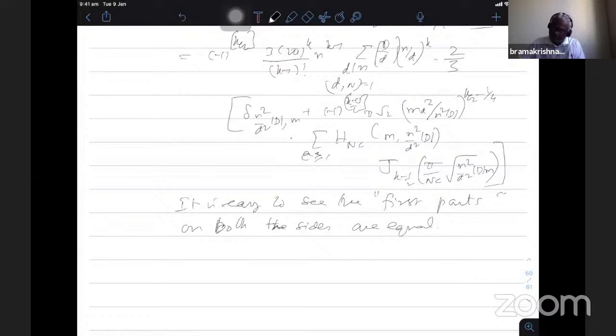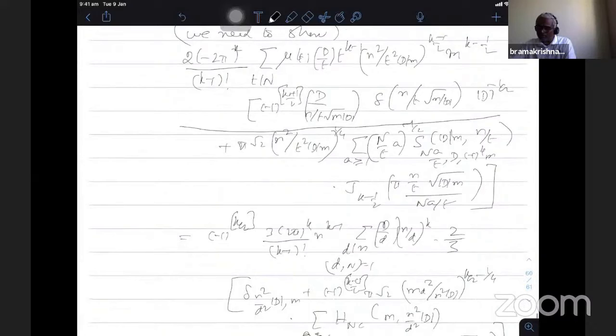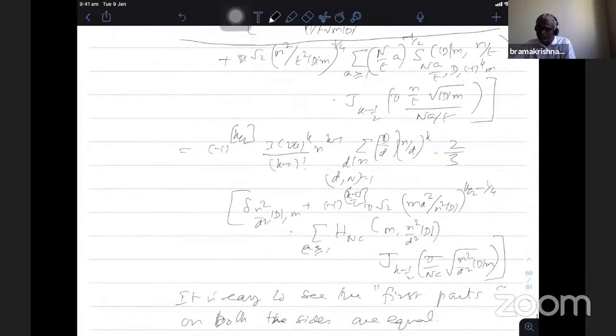So for the second term, now we compare the second part. Starting with this, the summation of this one along with this Bessel function, one can make a uniform choice so that on both sides I get the same Bessel function. Therefore, I can get rid of the Bessel function and then compare the remaining terms.